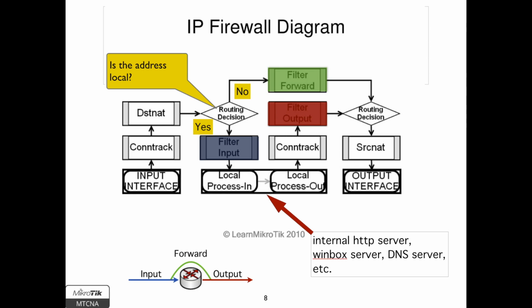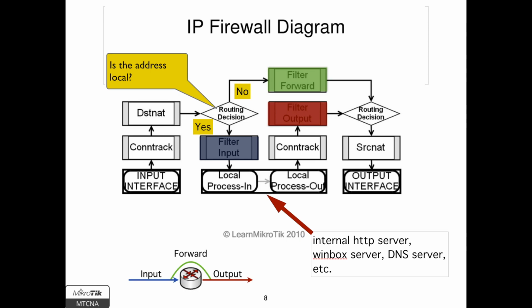The other routing decision that could be made is a yes decision. The address is a local address. In that case, it's going to hit the input filter. So in today's webinar, we're going to focus on the input filter, and that is rules that are going to protect the router itself from any type of attack or even from someone who's trying to manage the router who is not on a network that we consider to be a secure network.